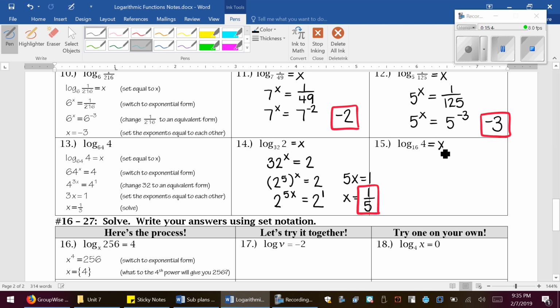Set log base 16 of 4 equal to x. Switch it to exponential form. 16 to the x equals 4. Change the bigger number, which is 16, into 4 squared.